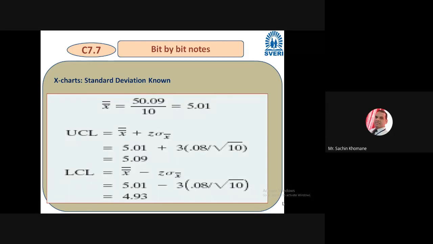If it is not known, then in the next example we are going to see how to calculate it. Don't worry, just try to understand this. Only two calculations you have to do. Divided by under root 10, since 10 readings were there. So now what will be the UCL? Just calculate. Just cross verify. Answers are there already.